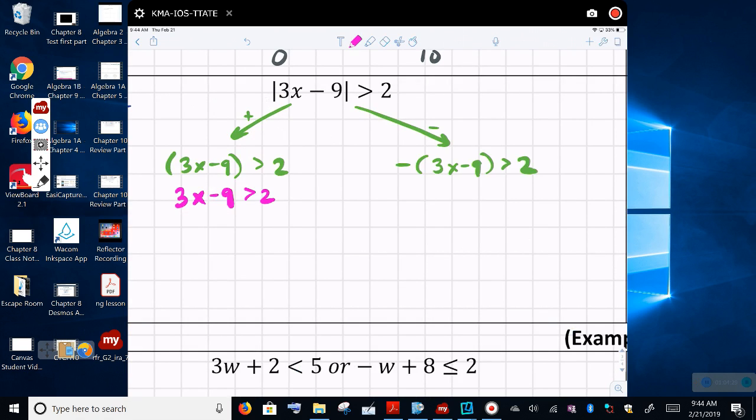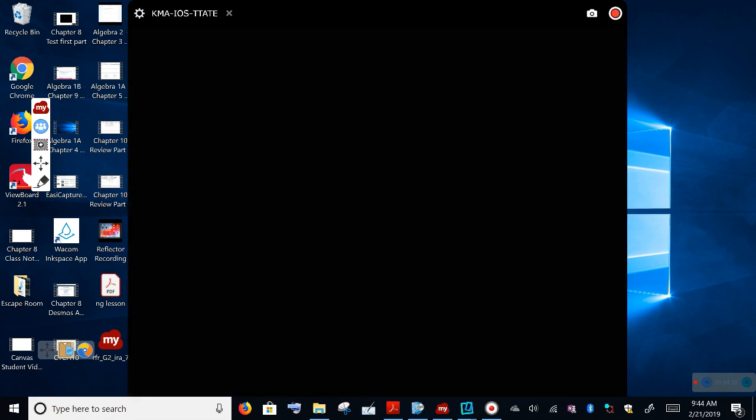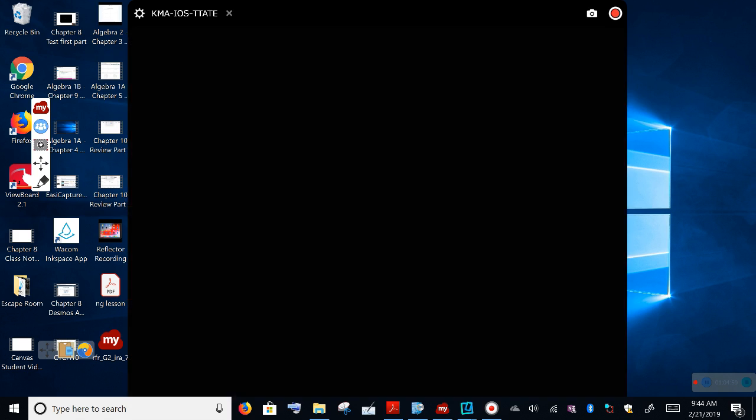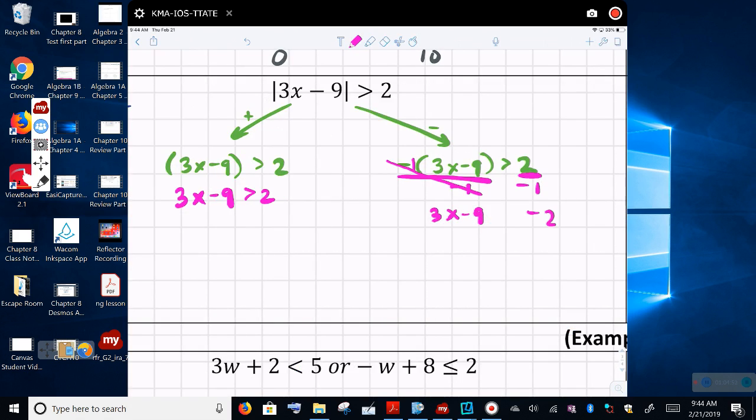On the right, I can either distribute -1 to both. I can say, oh, -1 times this and -1 times that. Or I can say, well, we're dividing it by -1 and we're dividing it by -1. These would cancel each other out, and then I have a 3x minus 9. Now I get a -2, and then I have to flip the sign direction because I just divided both sides by -1.